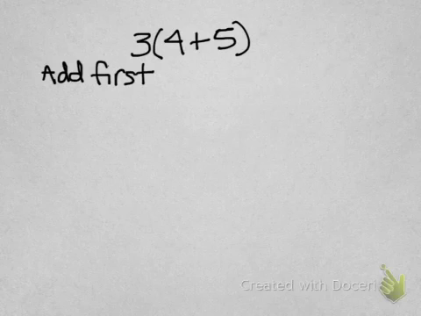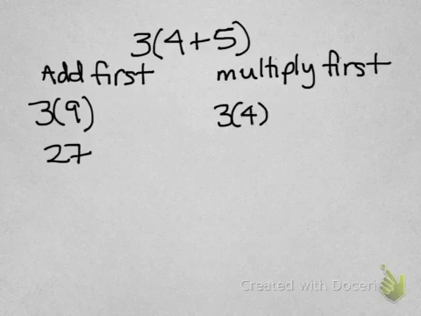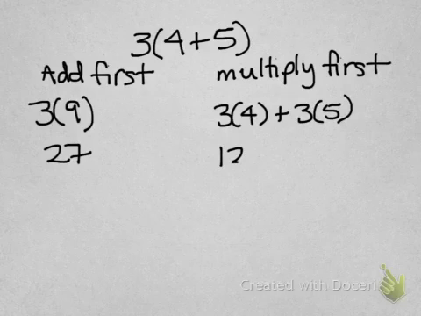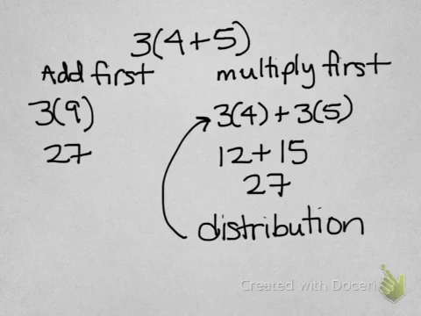Okay, so when you have something that looks like this, 3 times the quantity 4 plus 5, you have two options. You can do what's inside the parentheses first, which is adding, or you can distribute. So when you add first, you get 3 times 9, and you get 27. If you multiply first, you end up doing 3 times 4 plus 3 times 5, or 12 plus 15 equals 27. You get the same answer. The second method is what we call distribution.